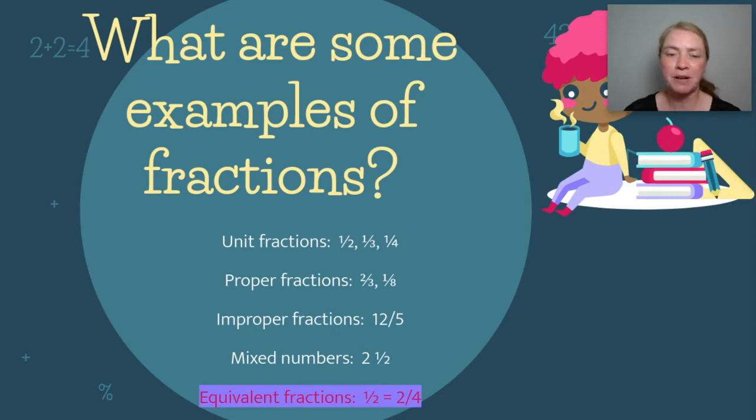And then we have what we've been working on, equivalent fractions, like 1/2 is equal to 2/4. We can also find equivalent fractions for just about everything. When we divide by 1 or multiply by 1, we can grow or shrink the size of the numbers by finding equivalent fractions.